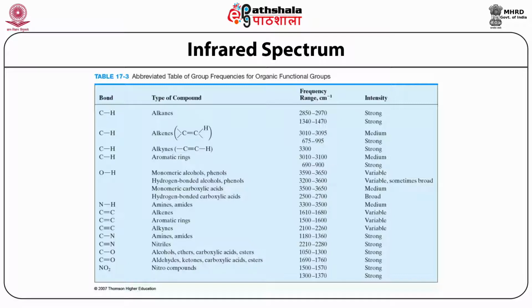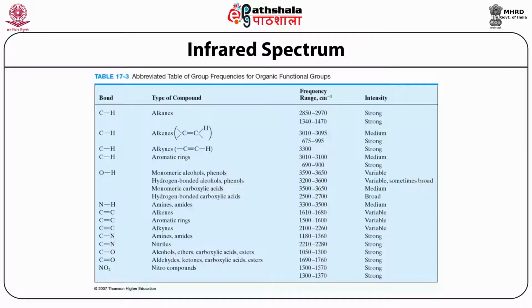Now we discussed the different typical signatures for the amines, like the NH bond, which gives a medium intensity peak at 3300 to 3500. For the alkene, carbon-carbon double bond, 1610 to 1680 with a variable intensity. Aromatic ring carbon-carbon double bond gives you 1500 to 1600, a variable peak. Alkyne gives you a variable peak at 2100 to 2060. And for the amide, you get a strong peak in the range of 1180 to 1360.